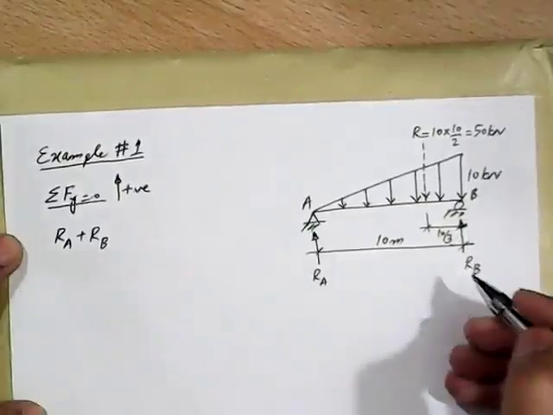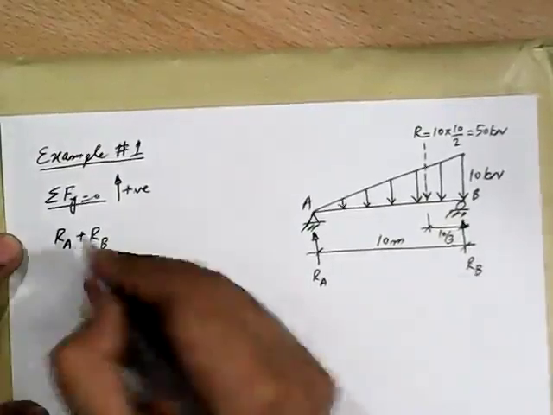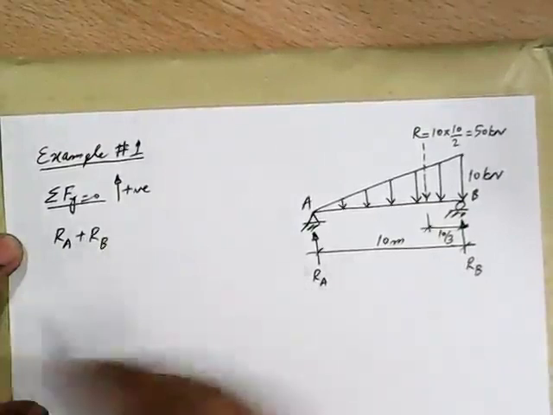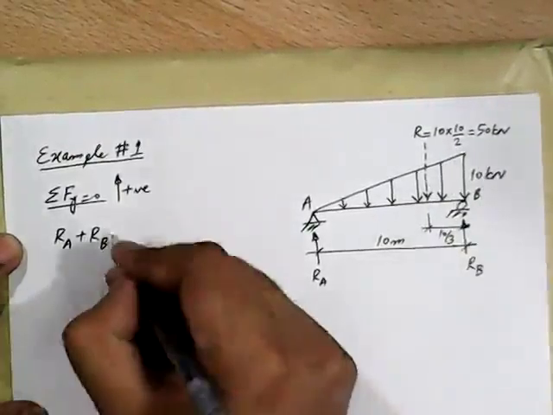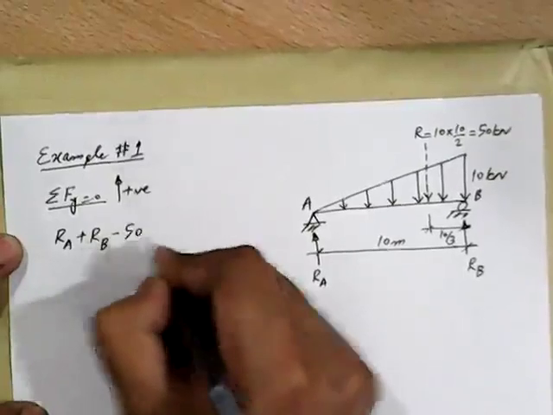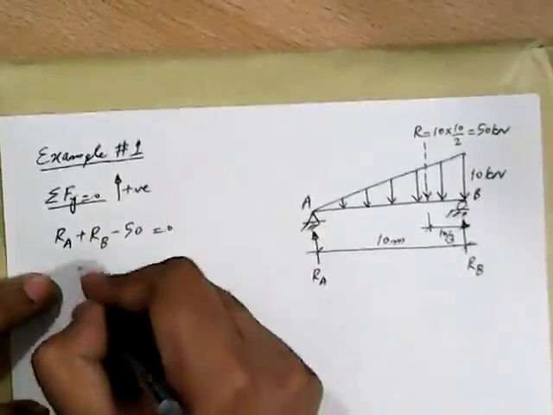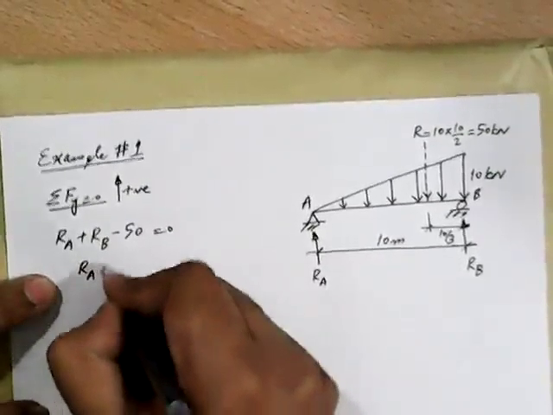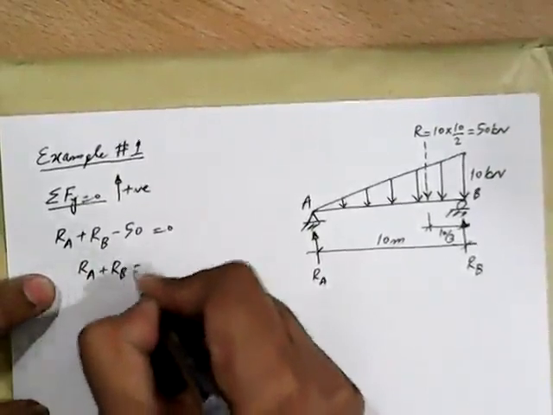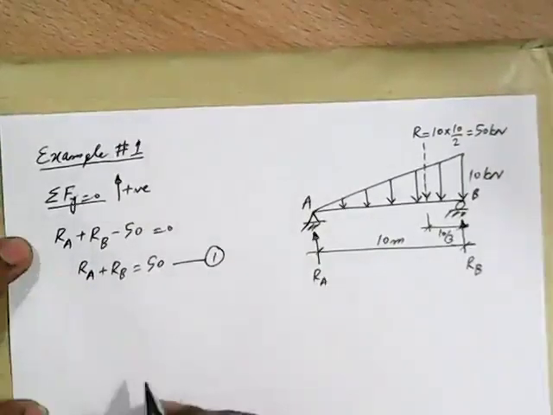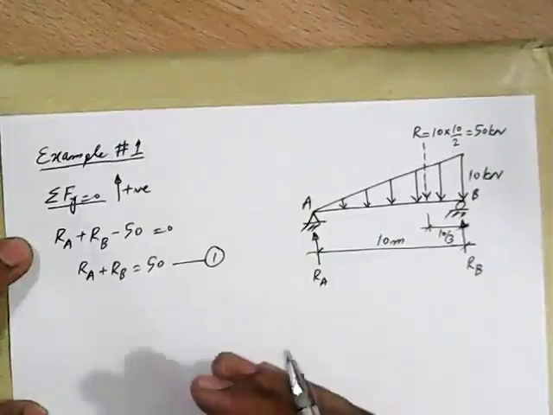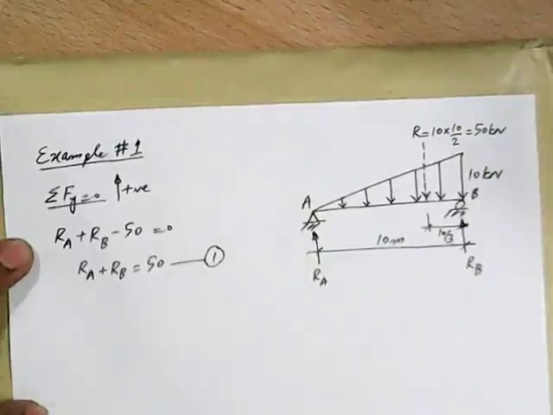Alright, now let's come back to the equation. RA plus RB, and then this 50 kilonewton force is acting in the downward direction, so minus 50 is equal to 0. If I rearrange this, I get RA plus RB equal to 50. Now in this equation we have two unknowns, so we cannot proceed with the solution. We will have to generate one more equation.